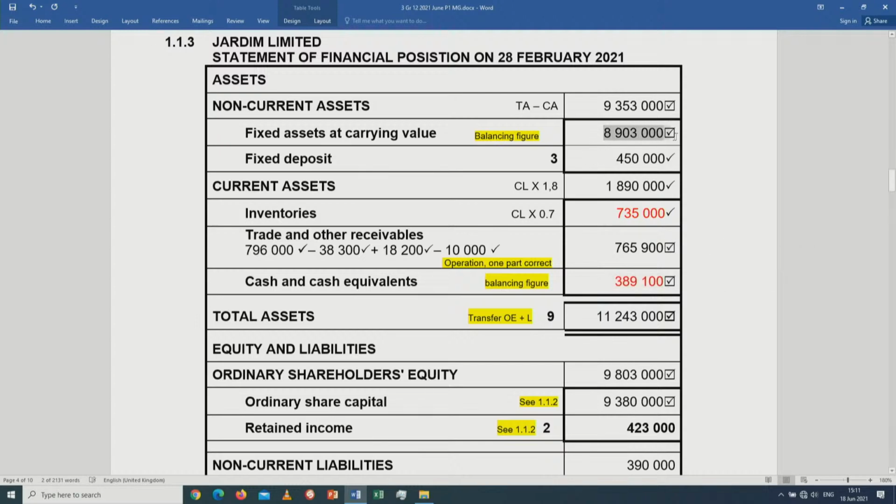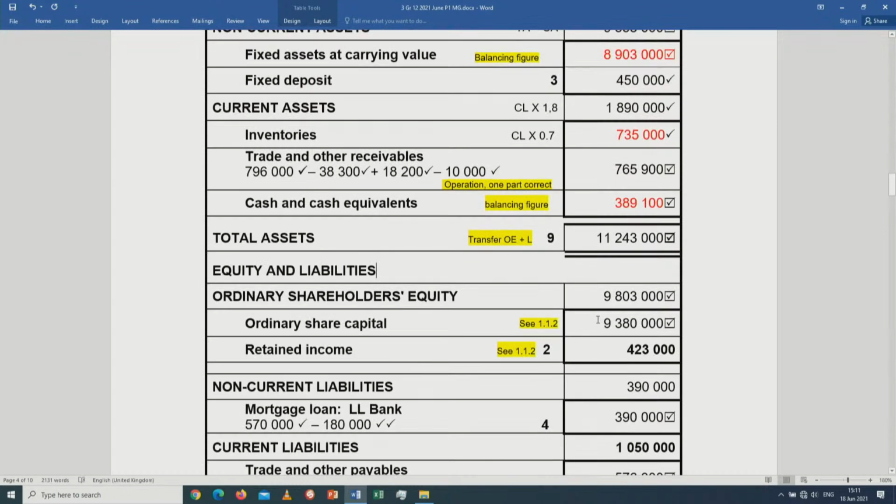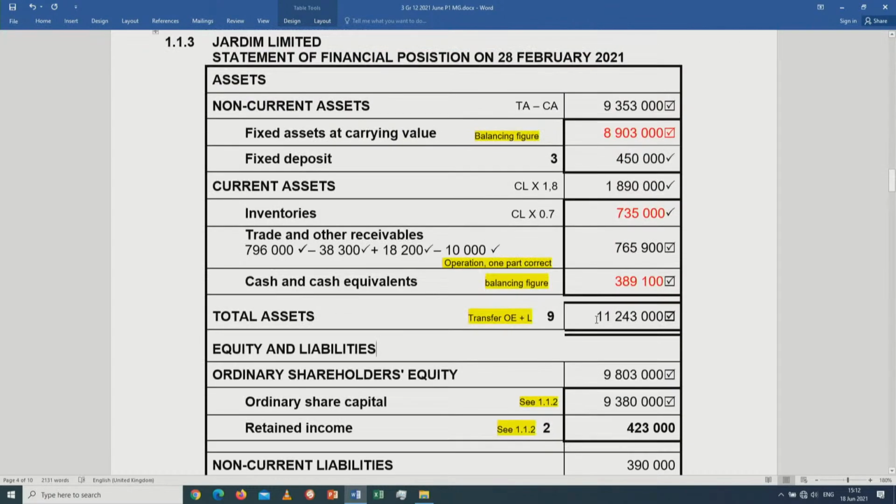And we don't have that figure there. But then our equity and liabilities will be completed before the assets section. So we'll start with this figure because we'll transfer from the equity and liabilities and then we'll have it there. And then we have to use our ratios, our financial indicators, which is our current ratio and acid test ratio.